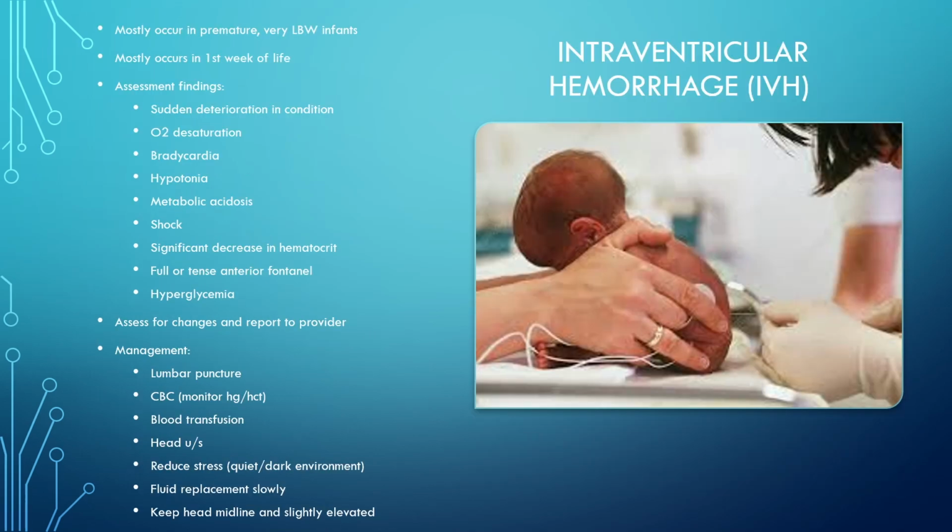Okay, the next one is an intraventricular hemorrhage. This most often occurs in premature, very low birth weight infants, so our very little babies. And most likely it's going to occur in the first week of life. So this is where there's a brain bleed, something within the ventricle. Now, think back to when we talked about preterm labor before, and we had said that sometimes moms go on magnesium sulfate to help decrease the risk of a brain bleed in our babies. This is what we're trying to decrease the risk of.